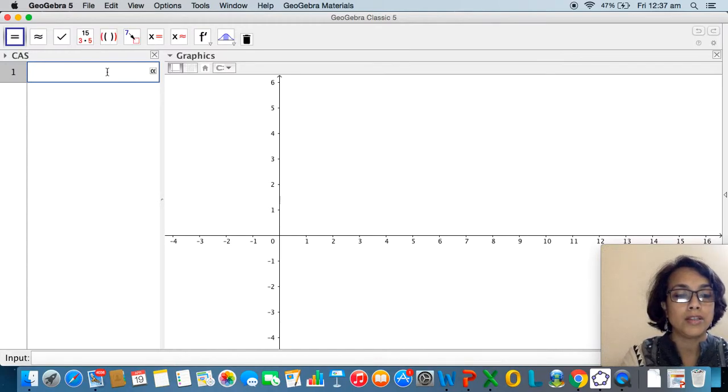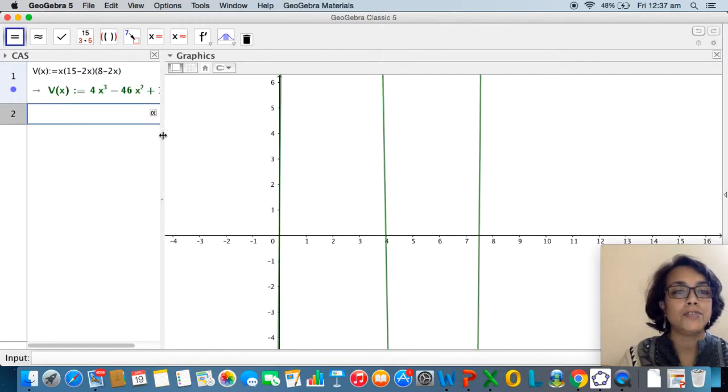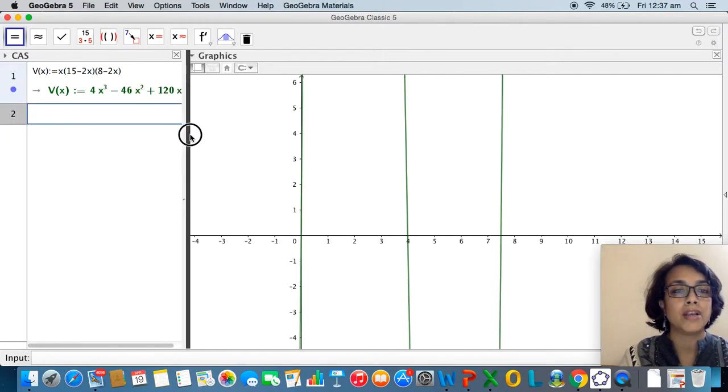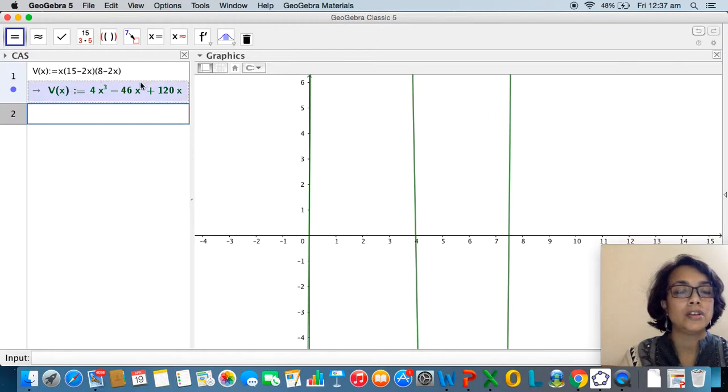So now I'm going to enter the volume function v of x as x times (15 minus 2x) times (8 minus 2x). So when I press enter, what I get to see is that GeoGebra has accepted the function and has done the computational work of multiplying, and we get a cubic. The volume function is actually a cubic function. It has also plotted the graph.